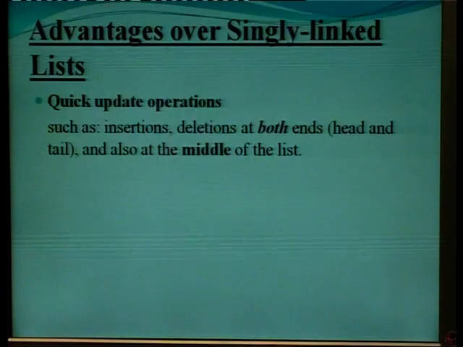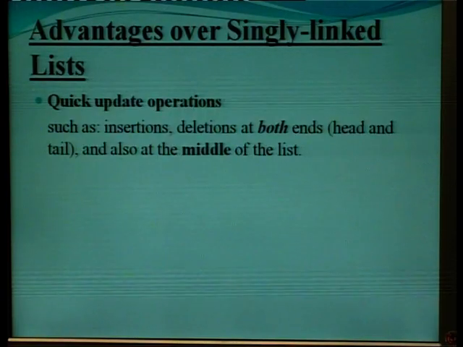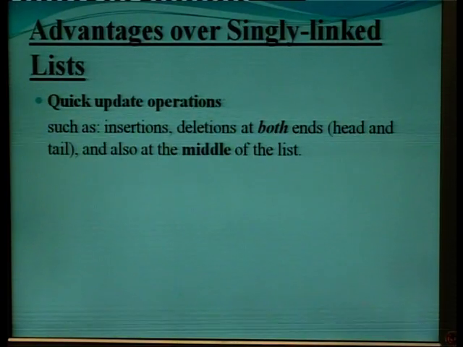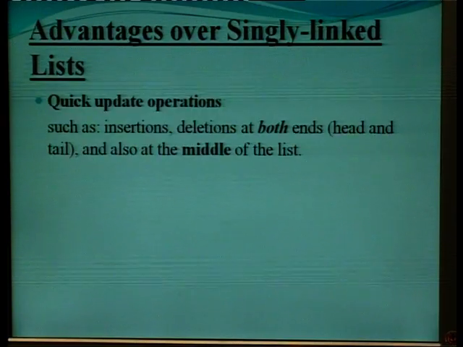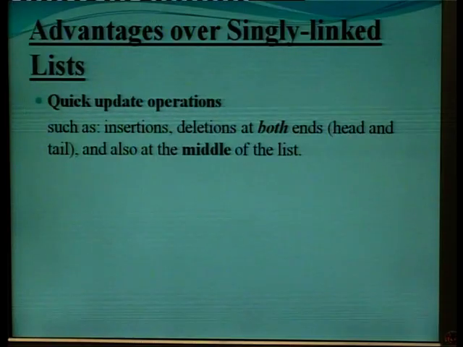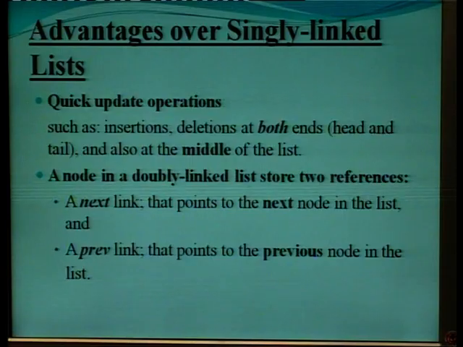What are the advantages of doubly linked list over singly linked list? First of all is quick update operations such as insertion and deletion at both ends. In a doubly linked list, we can insert or delete an element from both ends as well as from the middle. A node in a doubly linked list stores two references: a next link that points to the next node in the list, and a previous link that points to the previous node in the list.